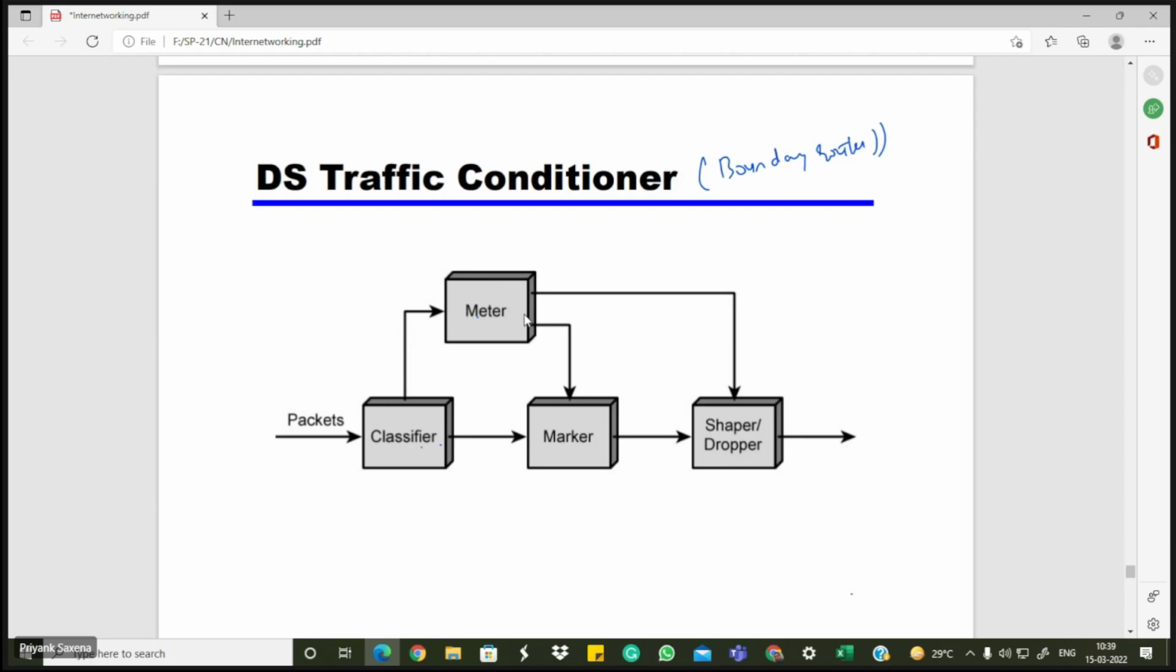If not, the meter marks them to the marker, which remarks the packets with a different code point as needed. Suppose the throughput has to be increased, so it will mark them to get that kind of service. And the opposite also happens. Suppose it already has higher throughput, then to reduce the throughput it will mark it for lower service, and then it will be given a best effort service throughout the network, right?